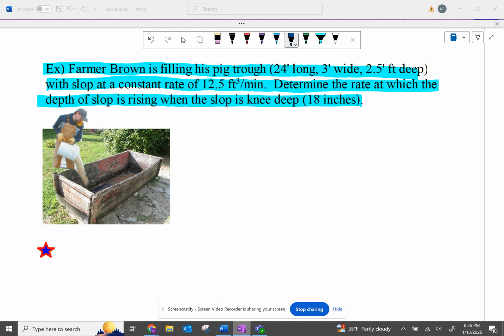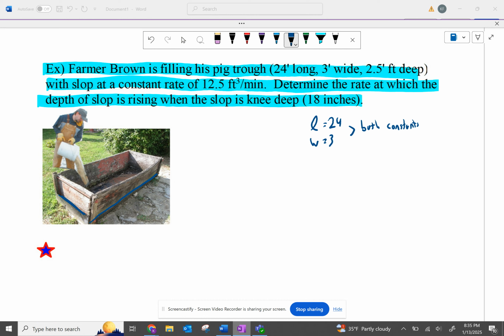So, in this situation, when we fill up the tank, just recognize first that the length and width, no matter how much you fill up, are not changing. Those are constants. So the length, which is 24, and the width, which is 3, are both constants. They're not changing. So I'm going to plug them in not as variables, but as actual numbers.